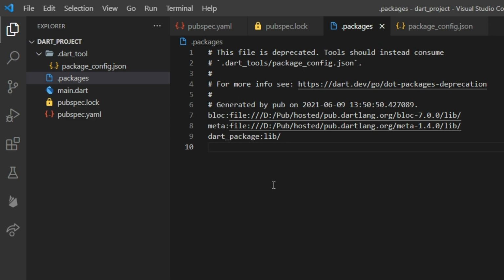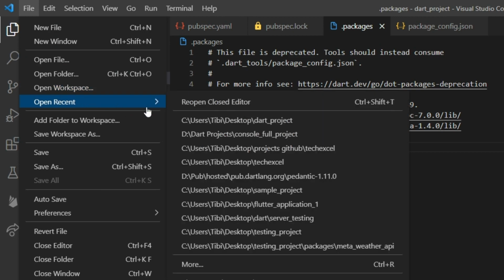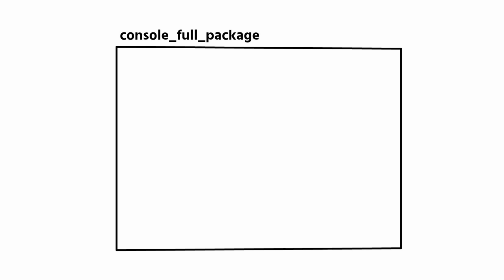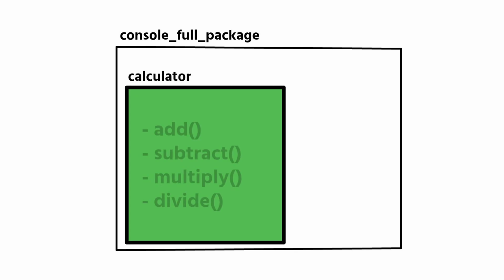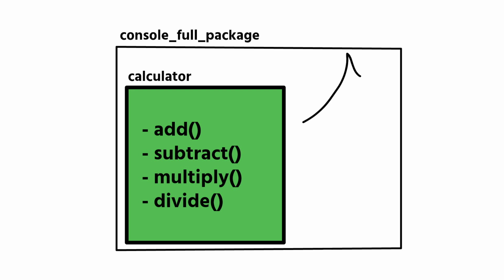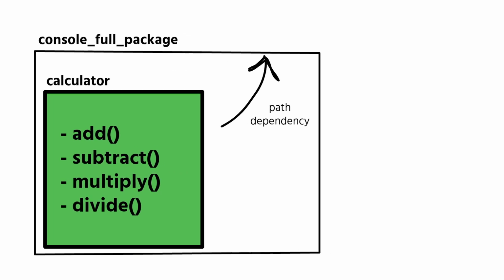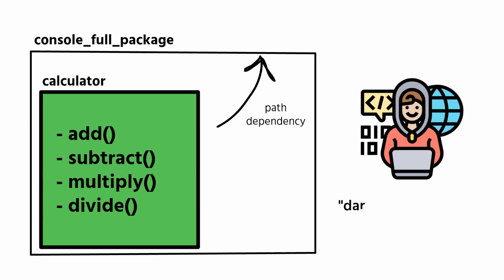Now, in order to put everything we learned to practice, let's open up our previous console full project. What we want to do inside of it is create an internal calculator library package with various simple calculator functionalities. Then we'll set it as a dependency to our console full package via the path method so that we can work on both packages live. While doing so, we'll also take a brief look over the Dart pub commands with all of its features.